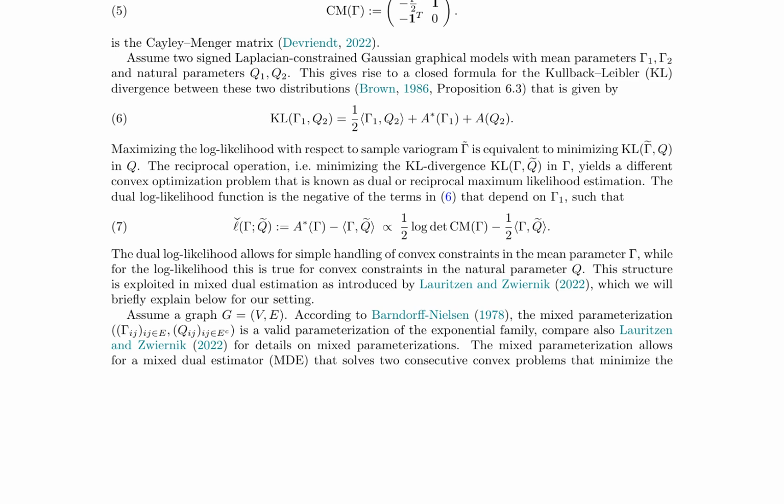The Kullback-Leibler divergence between two signed Laplacian constrained Gaussian graphical models is derived, and the authors introduce the concept of dual or reciprocal maximum likelihood estimation. This leads to the dual log likelihood function QL(Gamma, Q̂), which allows for simple handling of convex constraints in the mean parameter Gamma. Finally, the authors introduce the concept of mixed dual estimation, which involves a mixed parameterization of the exponential family. This allows for a mixed dual estimator that solves two consecutive convex problems, minimizing the Kullback-Leibler divergence in both the mean and natural parameters.